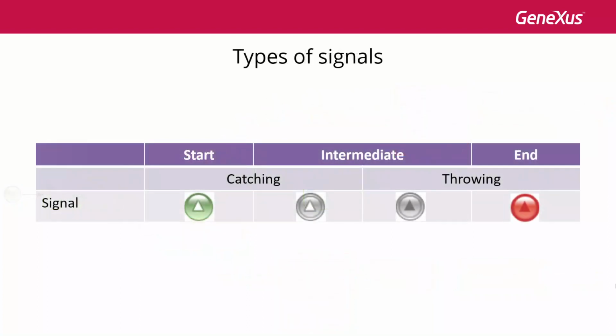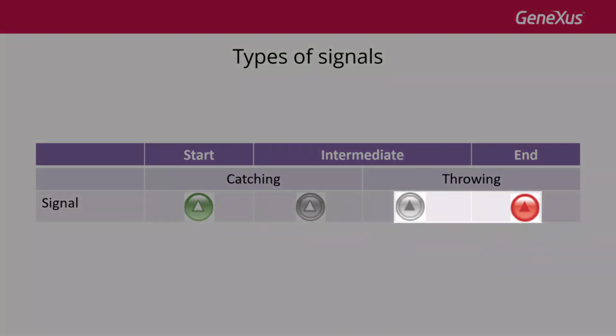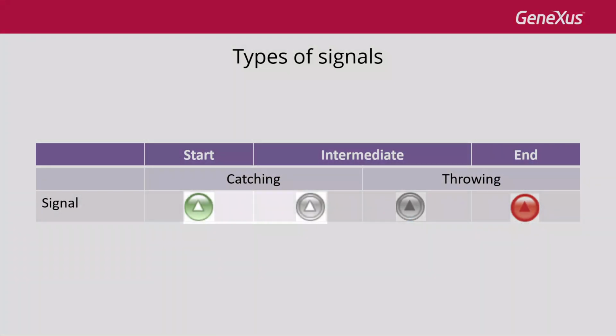The signal behavior varies depending on whether they're start events, intermediate events, or end events. In turn, these events can trigger a signal, throwing, or receive a signal, catching. The notation used changes accordingly. For example, intermediate events have a double border, while start and end events have a simple border. When they're triggering events, the triangle is dark. And when a signal is captured, the triangle is clear.